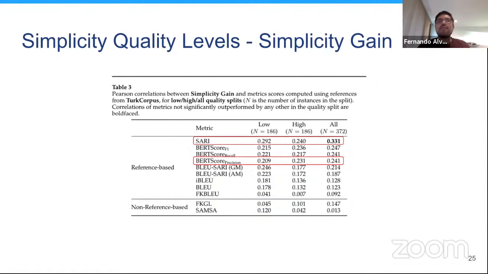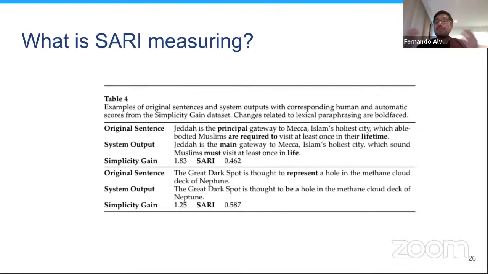So what's going on here? Well, we have to come back to what simplicity gain is. Simplicity gain is lexical, counting the changes that increased the simplicity. So in order to count a change, you need to compare the original sentence and the reference and see, okay, this is a change and this is a change that improved simplicity. So you have to take into account not just the system output, but also the original sentence. And that's what SARI does, and that's why it probably has a better correlation than the other metrics that only take into account the system output. However, SARI is not perfect.